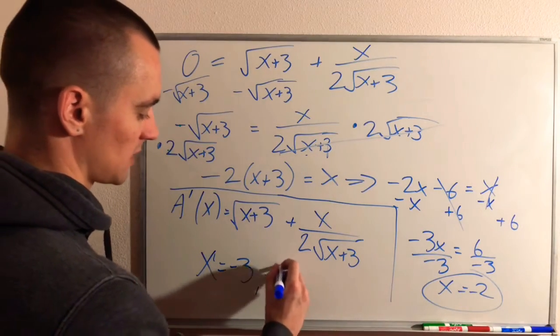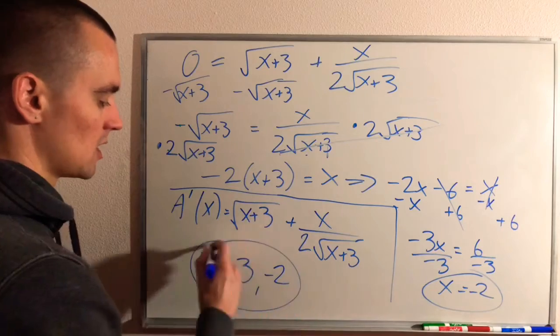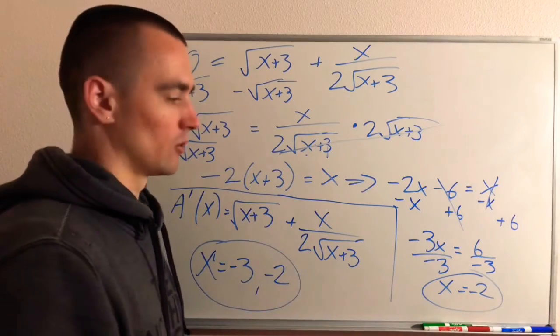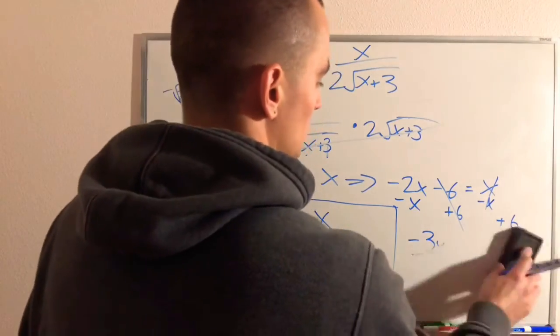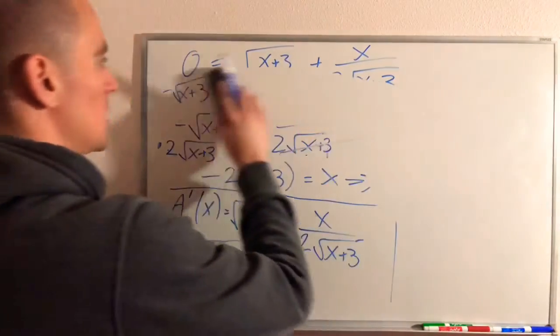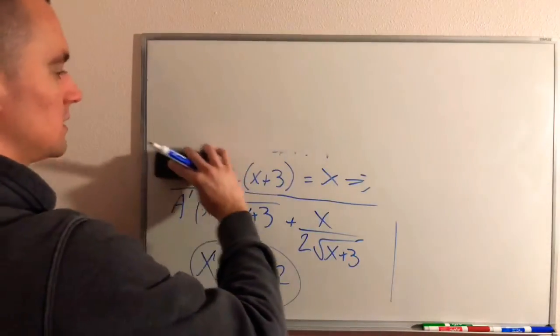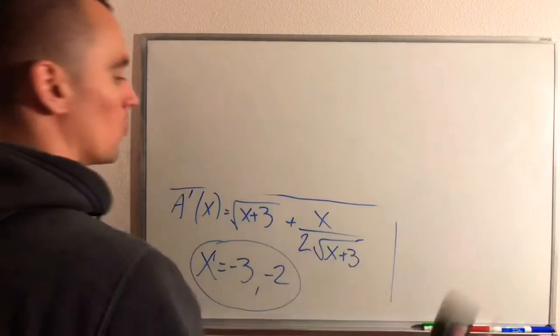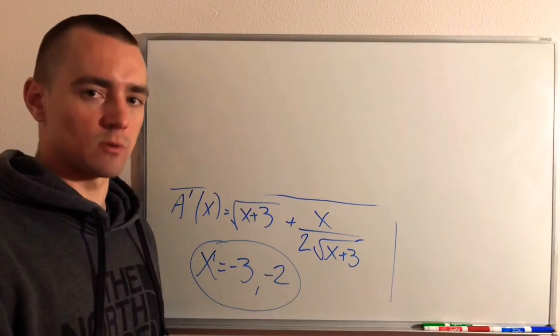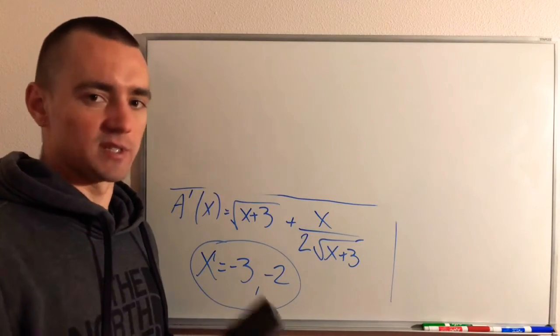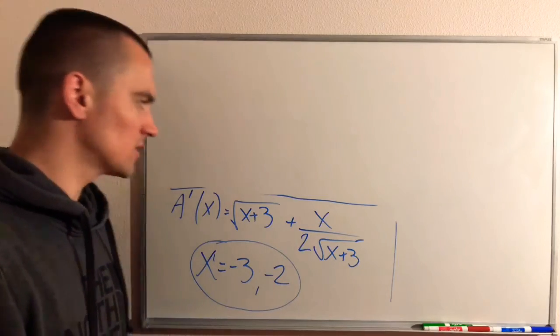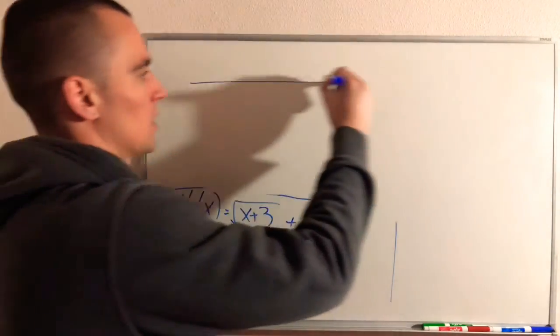So we have x equals -3 and x equals -2. Those are the only two critical numbers for this function. So now what we need to do is apply the first derivative test to figure out the intervals where f is increasing and the intervals where f is decreasing, or the increasing and decreasing intervals. So to do that, we want to draw our number line.